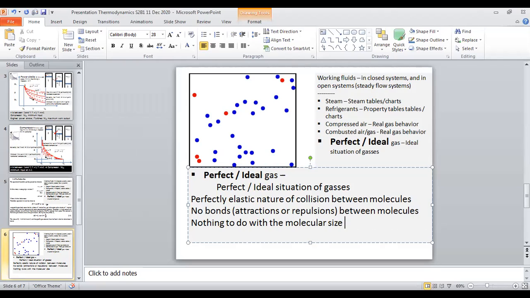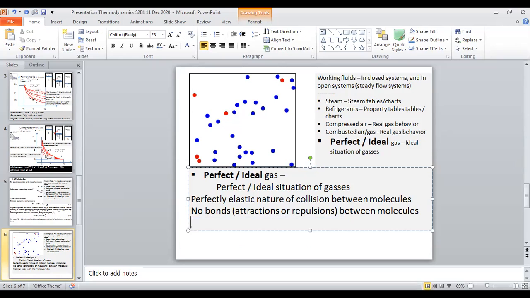Of course, with the heavier ones it is very difficult to achieve the ideal nature, but with the lighter ones, nothing to do with the molecular sizes. So we are considering that. Basically this is the ideal situation.